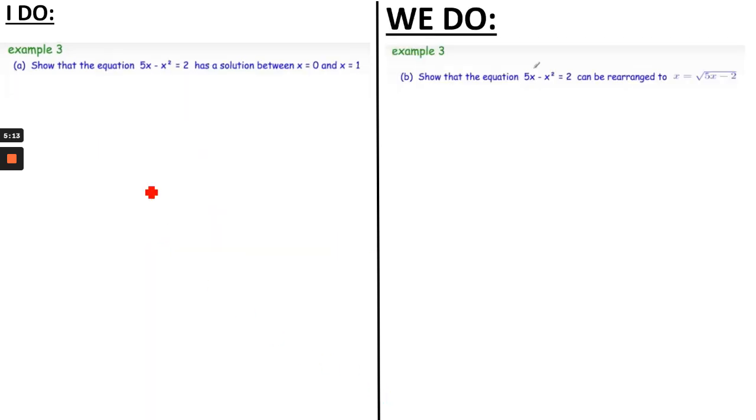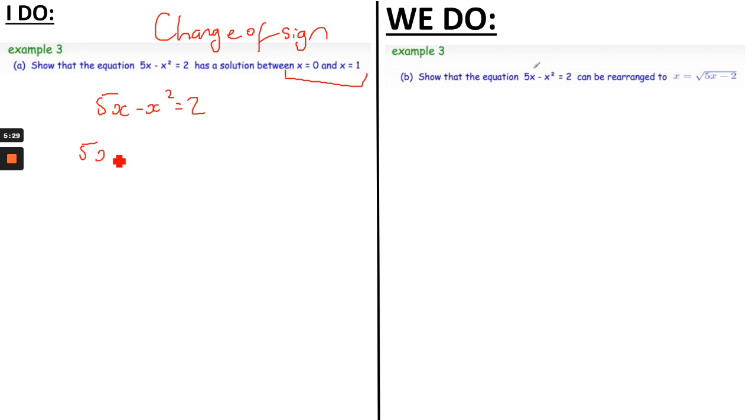Okay. Now the next couple. So if you've got an equation 5x minus x squared equals 2, and you're told that it has a solution, or show that it has a solution between x equals 0 and 1, what you're looking for is a change of sign. So first of all, you want to rearrange it so that it's equal to 0. So 5x minus x squared, sorry, just going to rub that out.